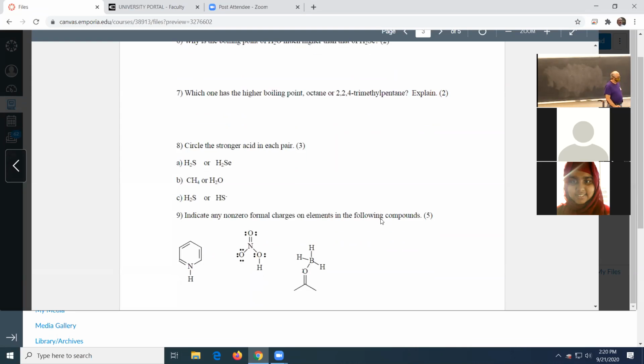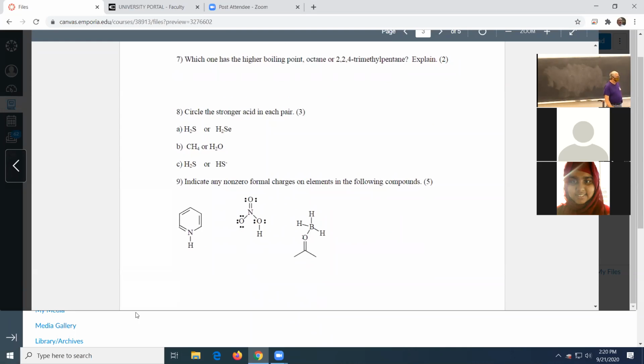Okay, which is the stronger acid? Okay, for part A, it is hydrogen selenide. That's based on periodic trends. If we go down a column, for similar species, acidity goes up. Okay, water and methane, that is also based on periodic trends. As we go across a row for neutral species, acidity goes up.